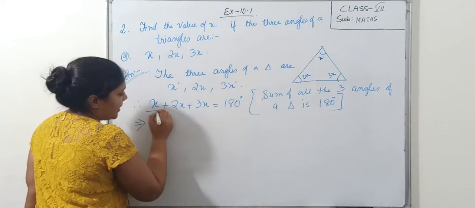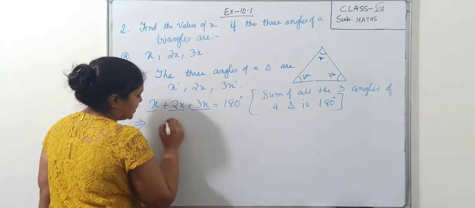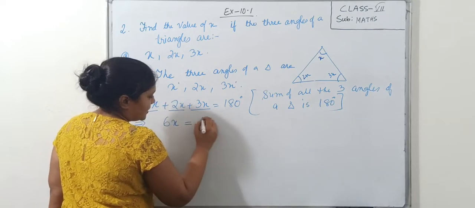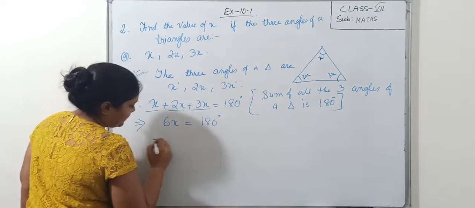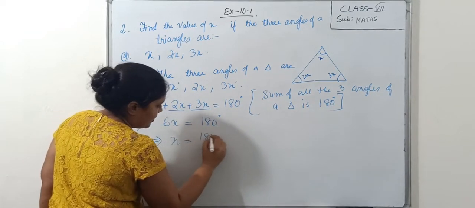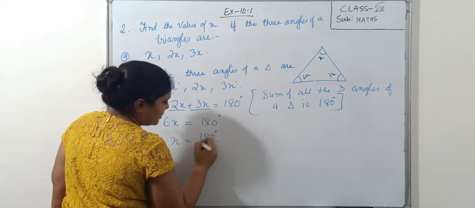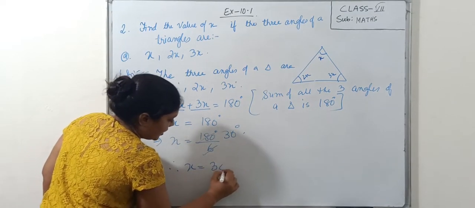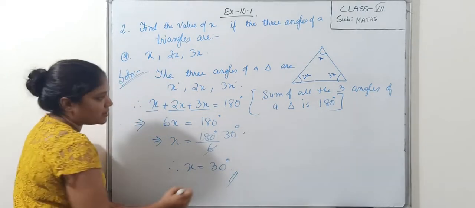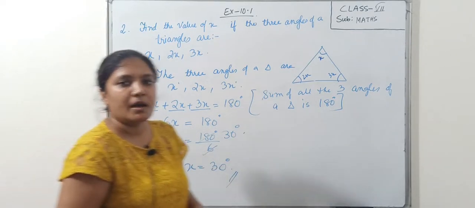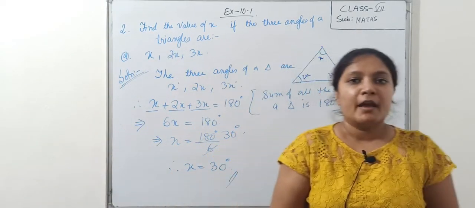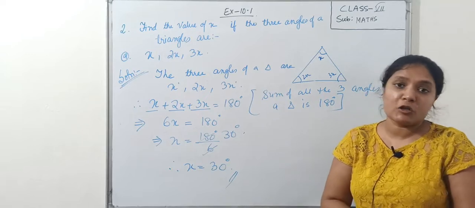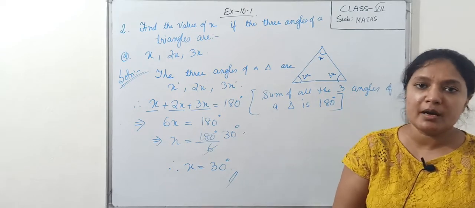Now if I add them, x plus 2x, 3x, 3x plus 3x, 6x, equals 180 degree. So value of x is what? 180 degree by 6 equals to 30 degree. Therefore x equals to 30 degree. I found the value of x. Yes or no students? Similarly number B you will do by yourself and number D also you will do by yourself. I will show you number C.